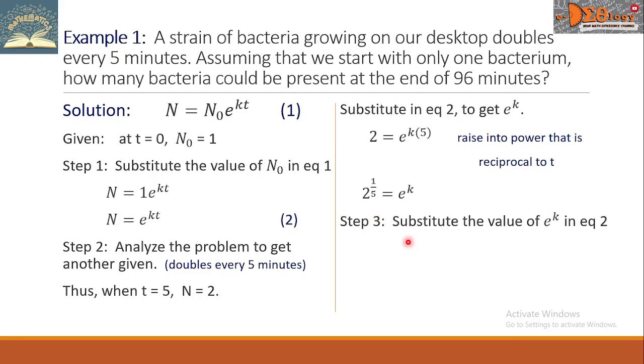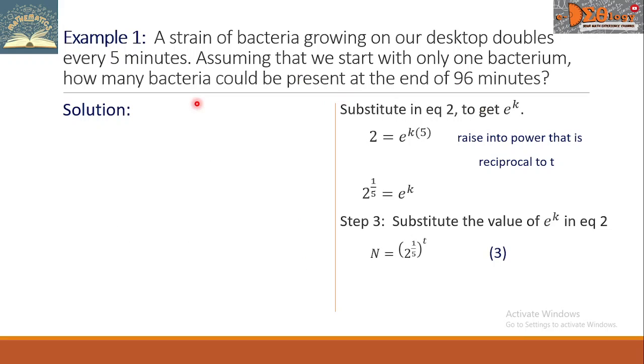Step 3, let us substitute the value of e raised to k in equation 2. Equation 2 becomes N equals the quantity 2 raised to 1 over 5, and then this is raised to variable t. This is now equation number 3. At this point, we are now ready to answer the question in the problem. How many bacteria could be present at the end of 96 minutes?